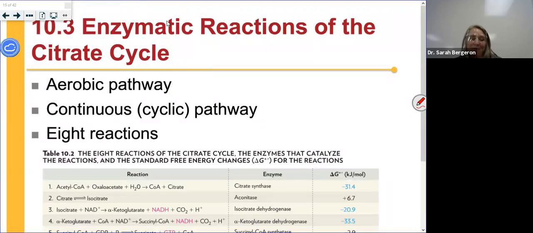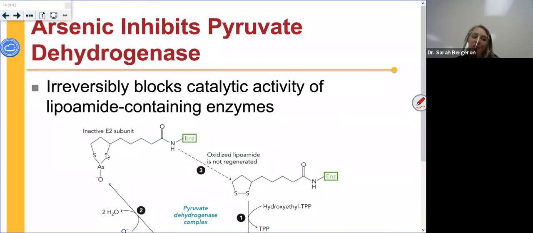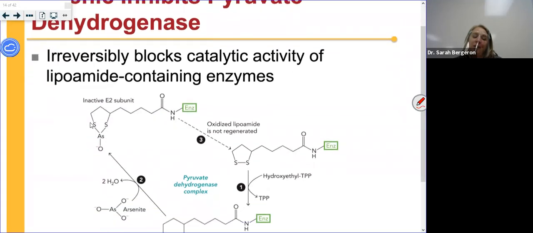Is it sulfur or acyl? The arsenic binds to the two sulfurs right here. No, the sulfur in the lipoamide. These two sulfurs are in the lipoamide. This is the arsenic.